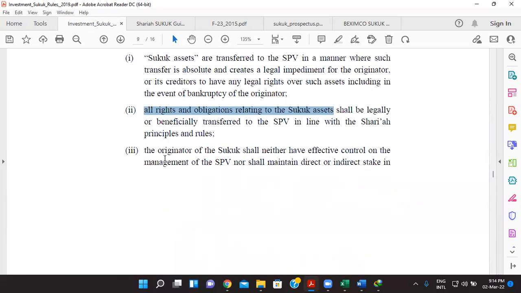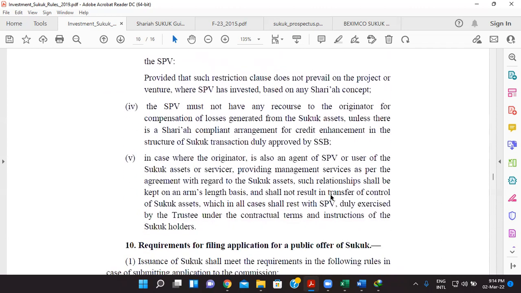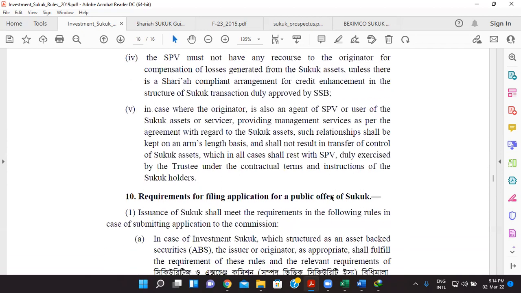So you see that the originator cannot have any effective control. So what does it indicate? That say Bangladesh Bank is the trustee or SPV in the Bangladesh Government Ijara Sukuk. In that case, the Ministry of Finance cannot have any effective control on the management of the assets by the Bangladesh Bank. Okay, and the originator cannot have any direct stake on the assets.